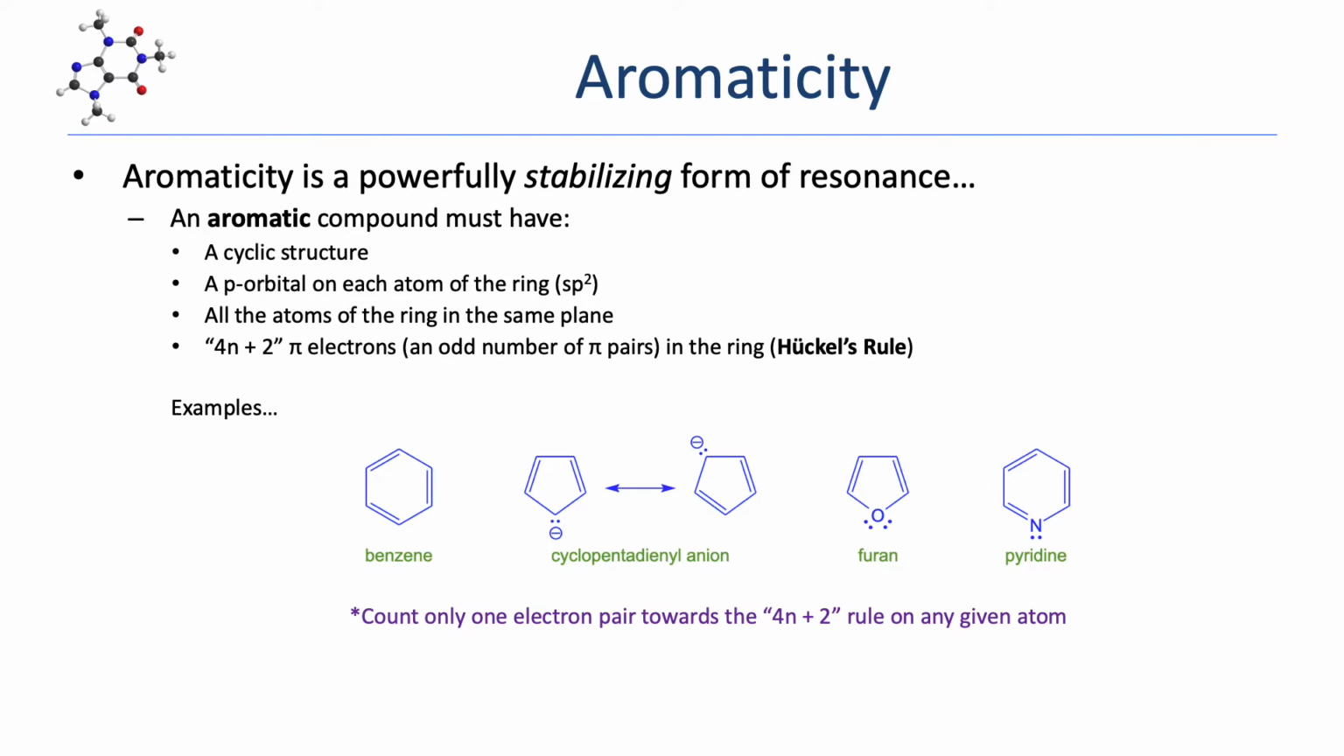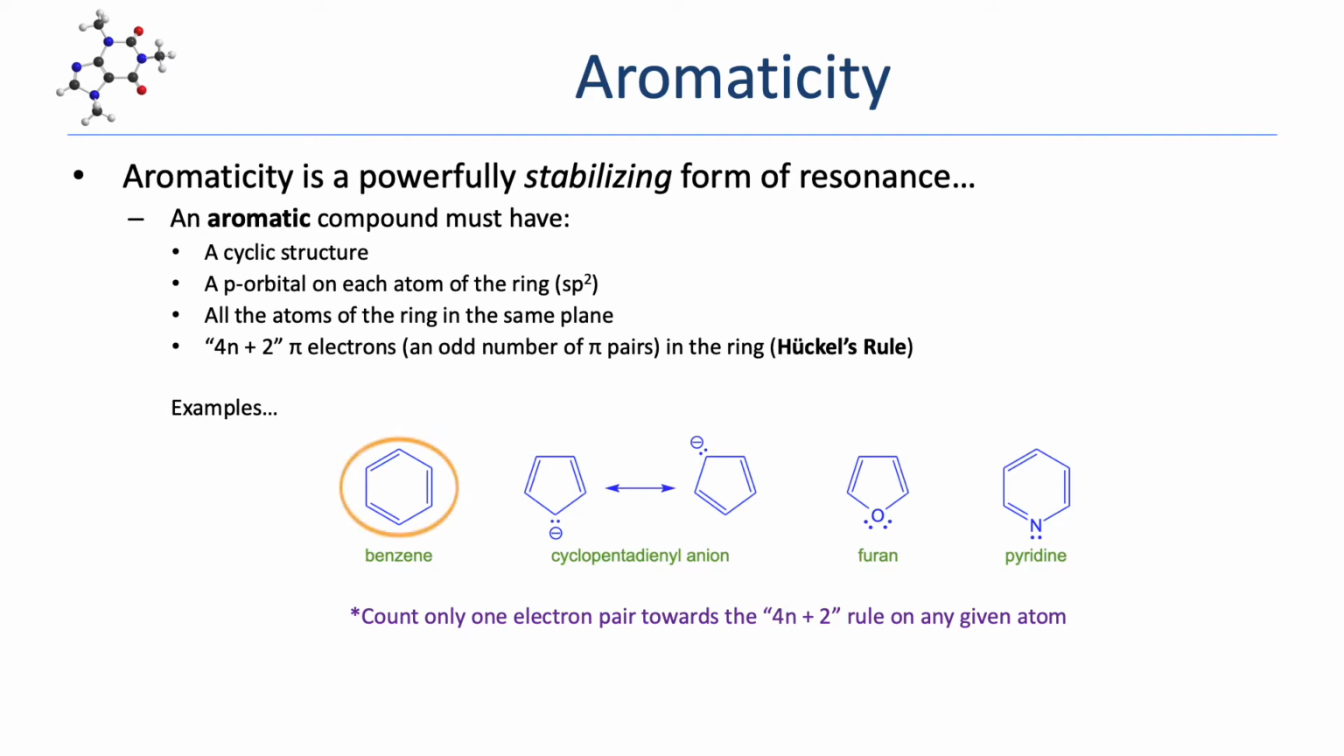In the expression, n can be any non-negative integer, like 0, 1, 2, etc. Plugging 0 into the expression gives us 2 pi electrons. Plugging 1 into the expression gives us 6 pi electrons. 2 electrons is 1 pair, an odd number of pairs. 6 electrons is 3 pairs, again an odd number of pairs. Let's take a look at a few examples to see how all this works.